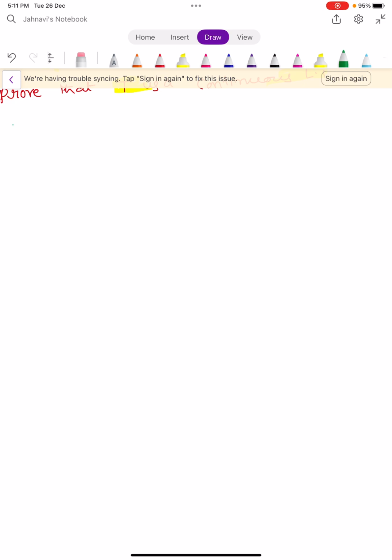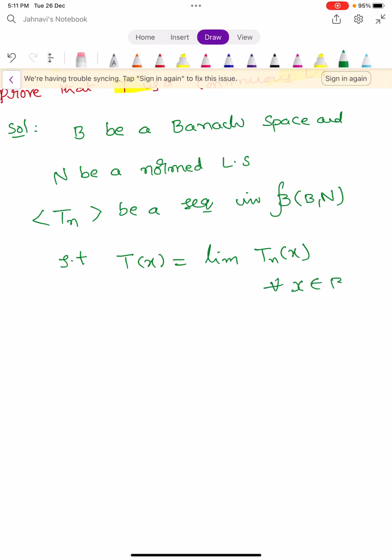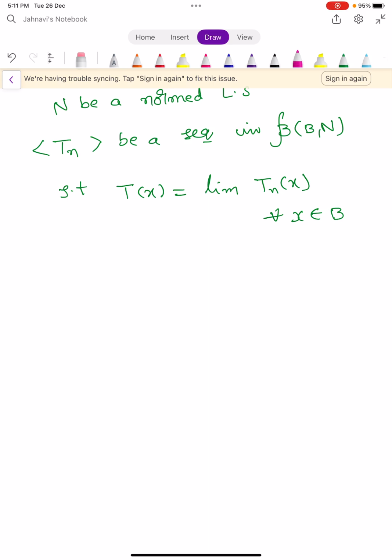So they are given that capital B is a Banach space and capital N is a normed linear space, and Tn is a sequence in script B of B, N, the set of all functionals defined from B to N. And it is defined in a way such that T of x is equal to the limit of Tn of x for all x belongs to the Banach space capital B. Our aim is to prove that this T is a continuous linear transformation.